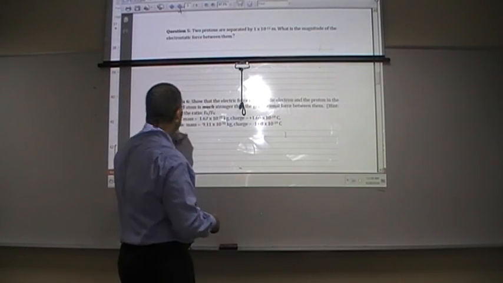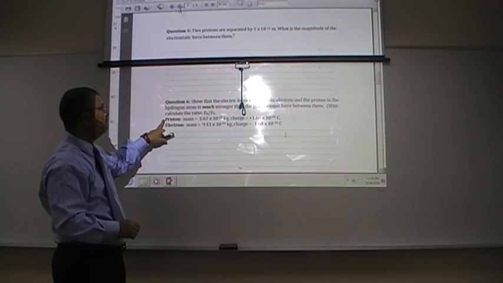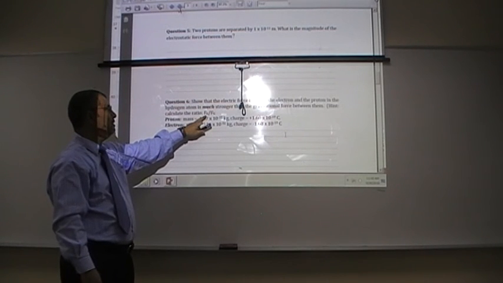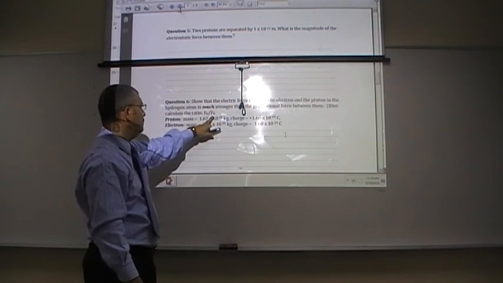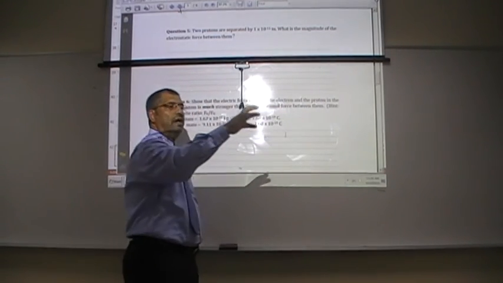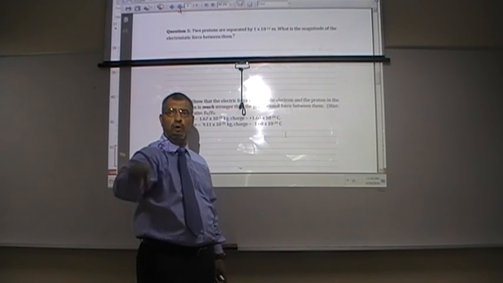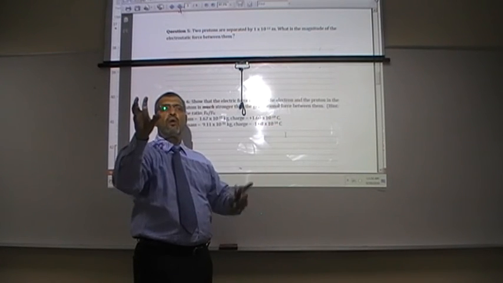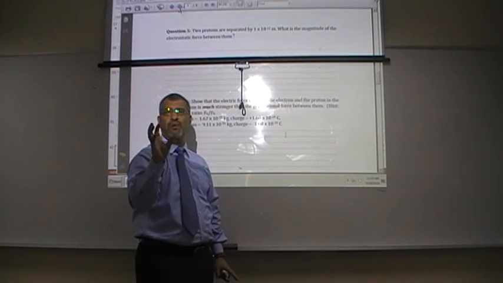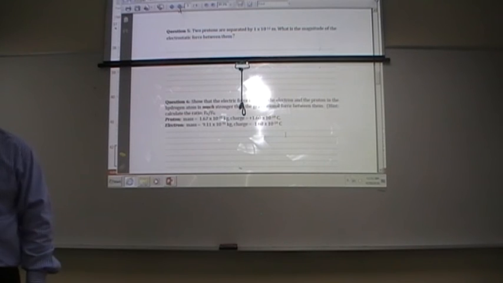Okay. The solution is in the PowerPoint. So all he wants you to find is the ratio of the electrostatic force in comparison to the gravitational force between an electron and a proton. So in the hydrogen atom, you have the proton in the center and the electron is orbiting it. So the force between them. What do you expect the comparison between the electrostatic force and the gravitational force to be? Is it bigger, smaller, the same? What is it?